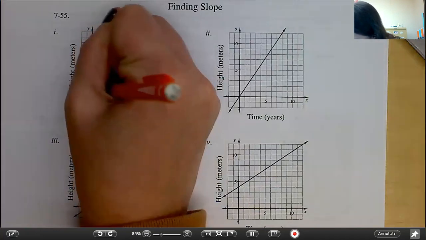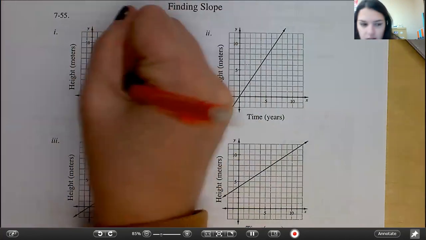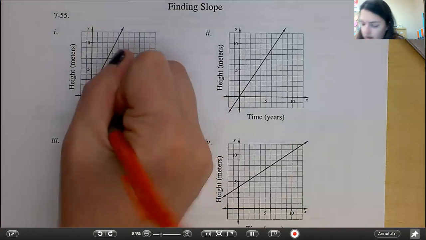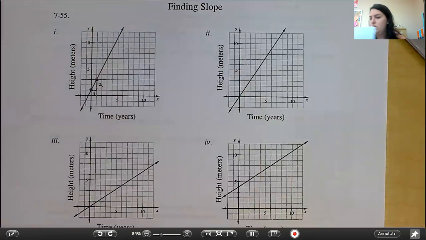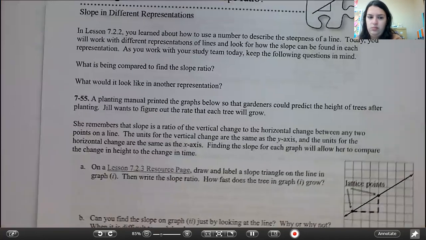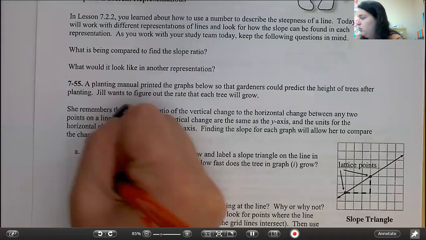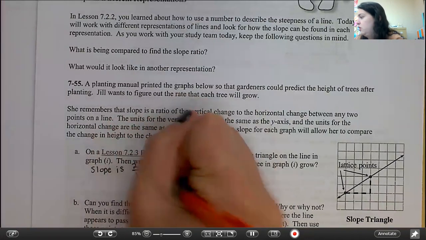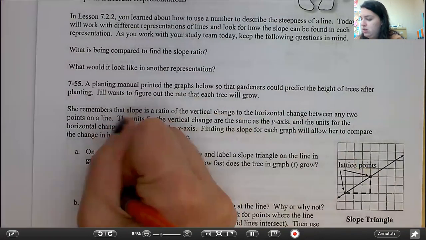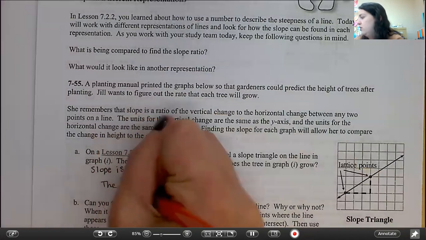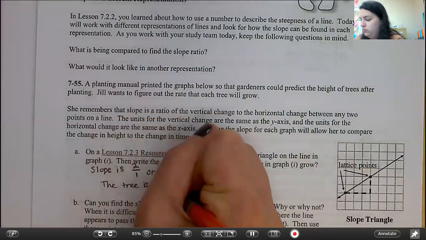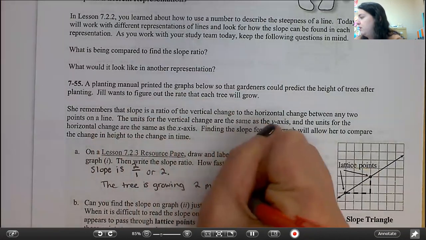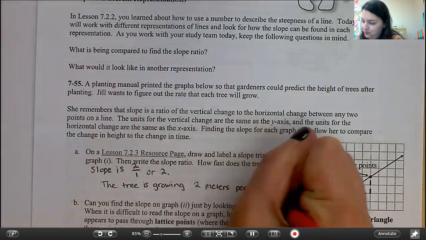So when I draw my slope triangle, I know that my slope triangle is 2, 1. So on part A, my slope is 2 over 1, or 2. So what that means is the tree is growing 2 meters per year.